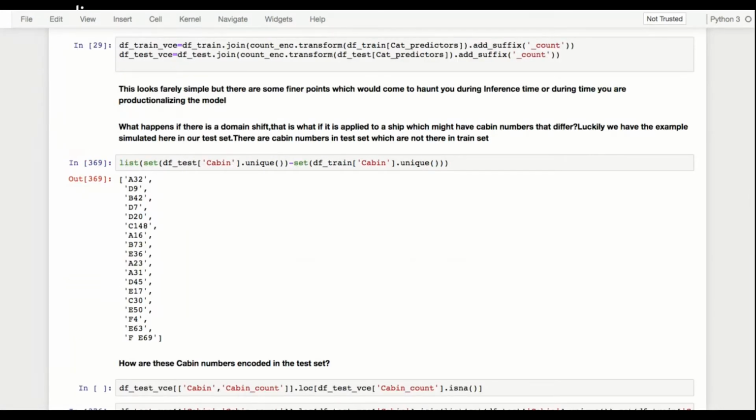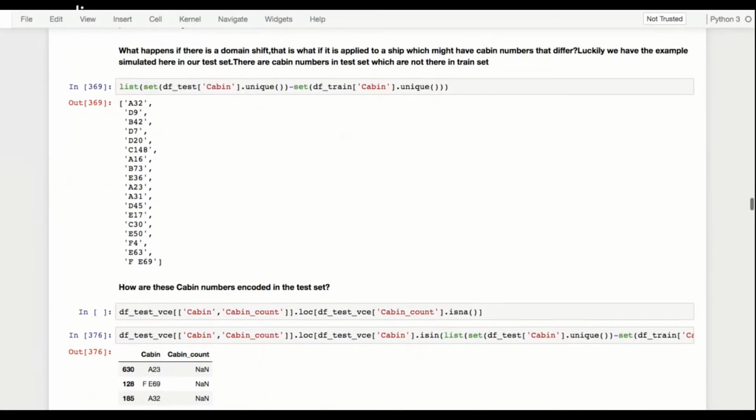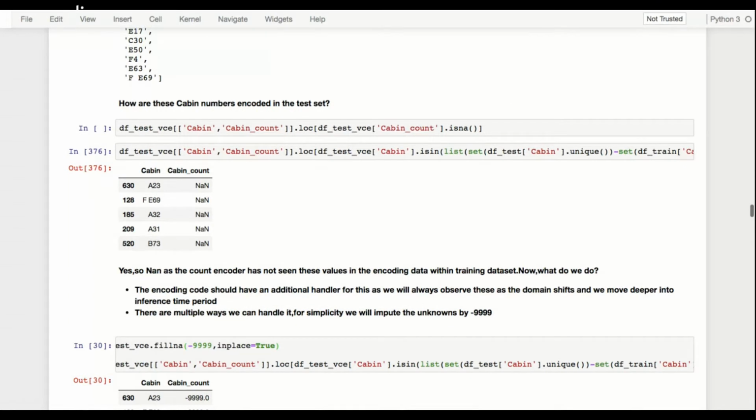Post that, another question that we will try and answer is what happens when, in the test or inference time, there is a category which was not in the training dataset. For that, we will look at a variable called cabin number. What I've done here is, in the test dataset, I identified the cabin numbers, and I looked at what count encoding gives me. It gives me not a number, which is not surprising, because these cabin numbers were not there in the training dataset. So how do we solve for that?